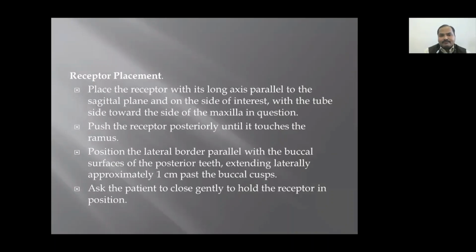So the receptor placement will be similar, because the receptor will be the occlusal film, which will be placed parallel to the occlusal plane inside the oral cavity, and it will be touching the ramus posteriorly. The lateral border will be parallel to the buccal surfaces of the posterior teeth, extending laterally about 1 centimeter past the buccal cusp. That means somewhat lateral placement of the film inside the oral cavity will be done, and the patient will be asked to stabilize it.